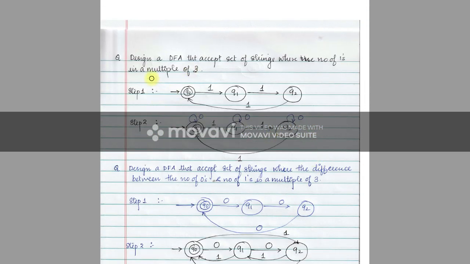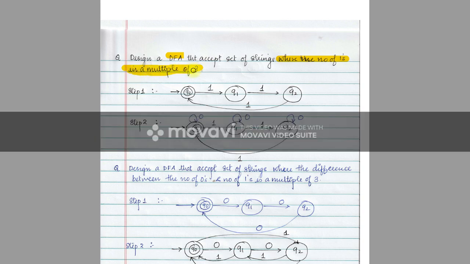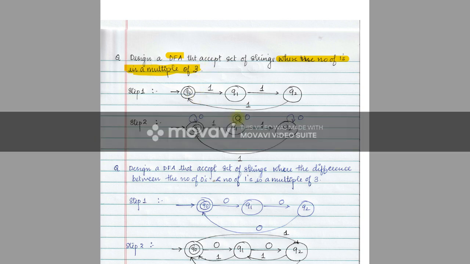Now, suppose you want to design a DFA which accepts the set of strings where the number of ones is a multiple of 3. In order to make a cyclic operation, we set the initial and the final state as the same state. So Q0, 1, 1, and another 1 I am giving to the same initial state. Okay, so the basic DFA is constructed now.